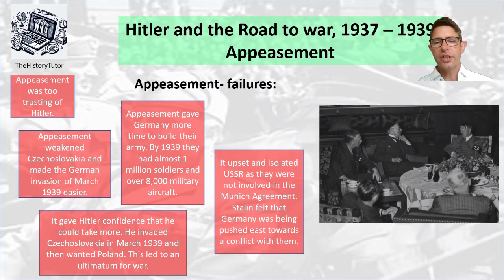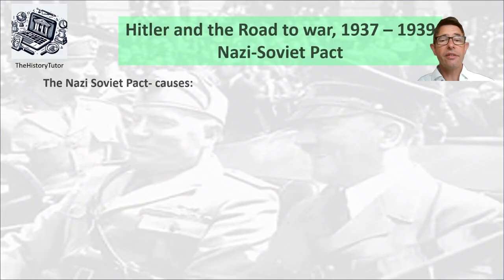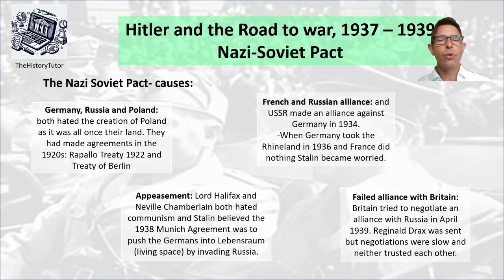Finally, going back to Russia, this upset and isolated Russia. Russia was not involved in the negotiations, even though it's creeping towards Russian land. Stalin felt this was a purposeful policy of pushing Germany eastwards towards a war with Russia. So obviously this failure of appeasement is one of the key causes of the Nazi-Soviet Pact.